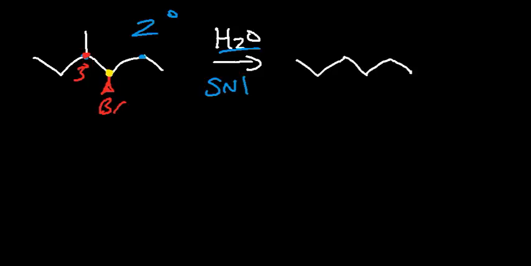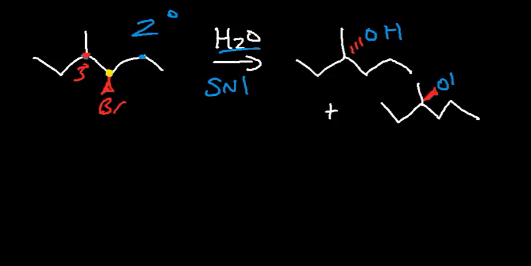Whenever you add water, you're going to get an alcohol. This is the inverted product, but you can also get the retention product, where the stereochemistry stays the same. So as you can see, you can get a racemic mixture, an unequal racemic mixture, by the way. So that's the SN1 product.